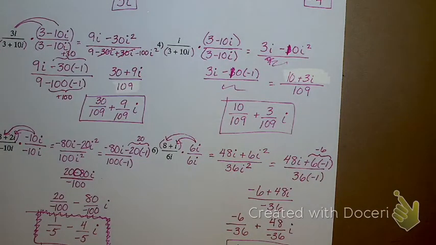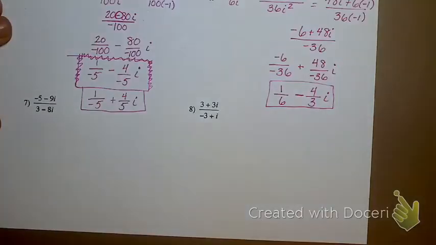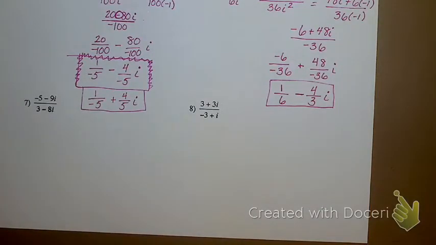Okay. You ready for the last ones? Yeah. So 7 and 8 are done exactly the same way. What's different? What's different is that you're going to have to FOIL on both the top and the bottom. Oh, Lord. Because the top has 2.